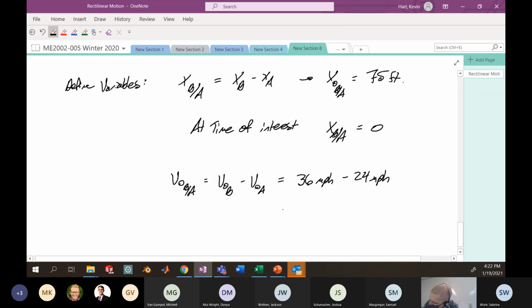I'm going to convert on the fly here to feet per second, because we're going to use feet and seconds in this problem. So 12 miles an hour in feet per second is 17.6 feet per second. So we're making our way through these variables here.